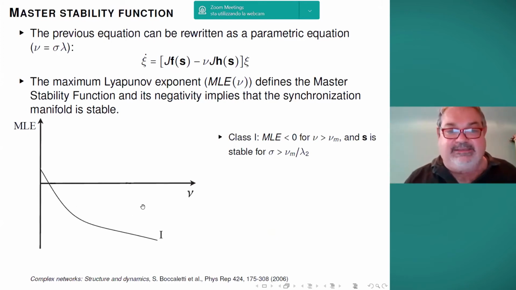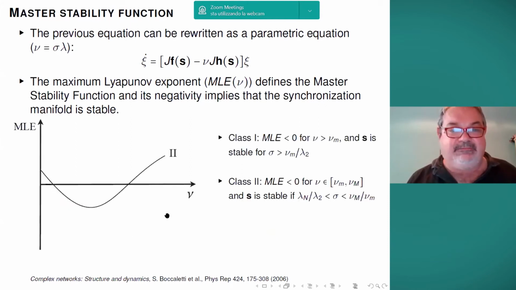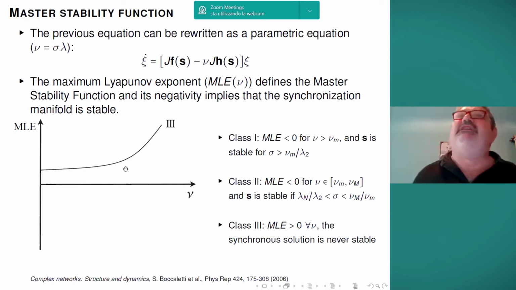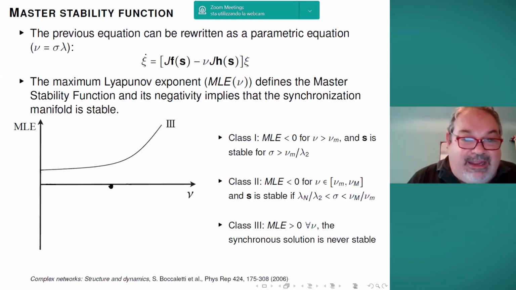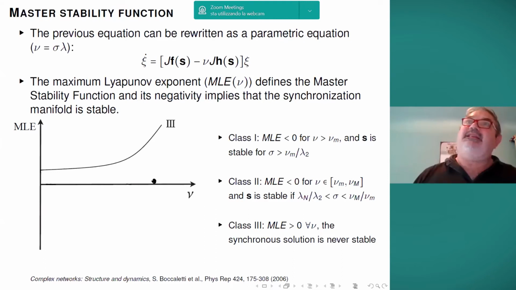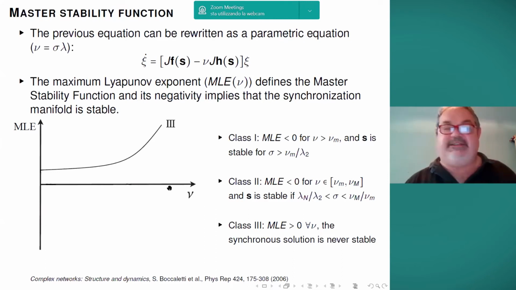In the case instead of class 3, I can immediately say this specific system will not synchronize. No matter how I construct the network of interaction, my eigenvalues will always stay here, so they will always correspond to positive values in the tangent space. So my synchronization will always be unstable.